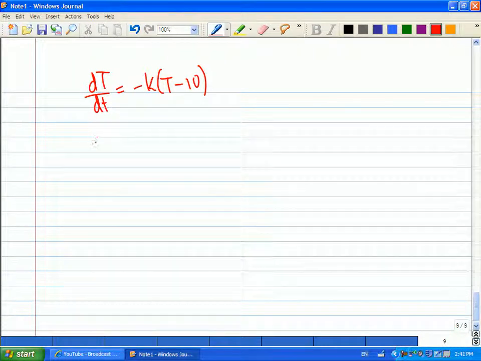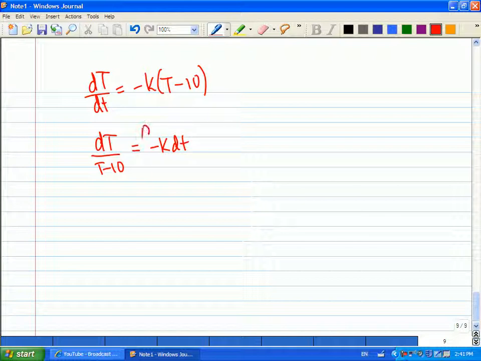So here's what I'm saying: this is the differential equation that I just set up, and you may then be asked to find a model for this, okay? So how could we find a model for it? Well, we're going to use some integration and solve this problem. We'd have dT over T minus 10 equals negative k dt. Separate my variables, and then I'd have to solve my differential equation. To do that, this is going to be the natural log of T minus 10. And this will be negative kt, right?